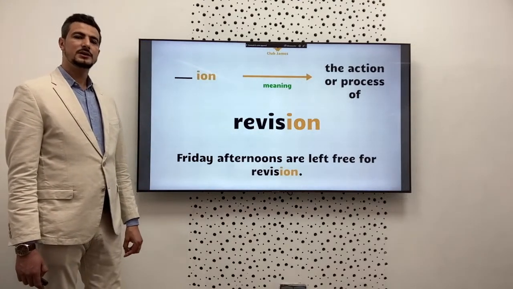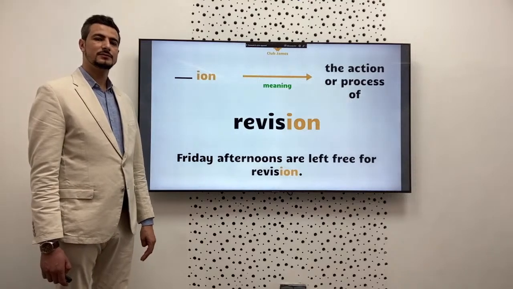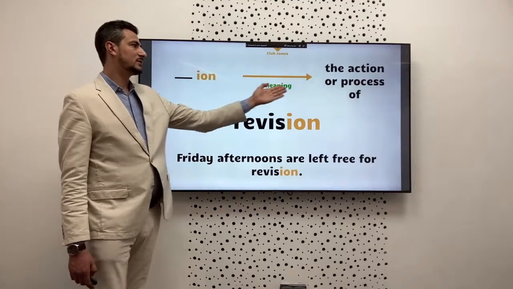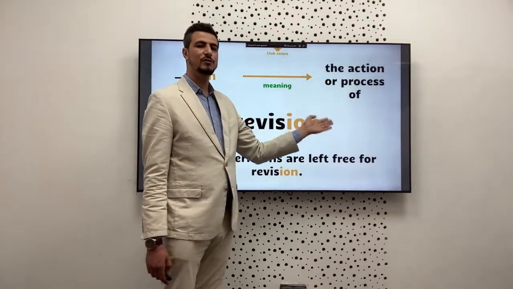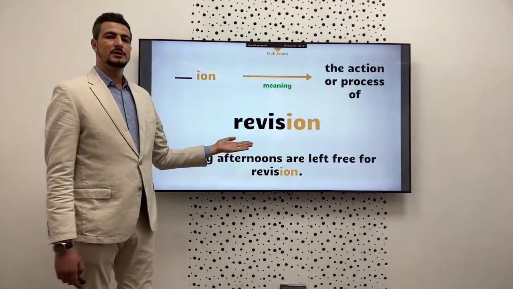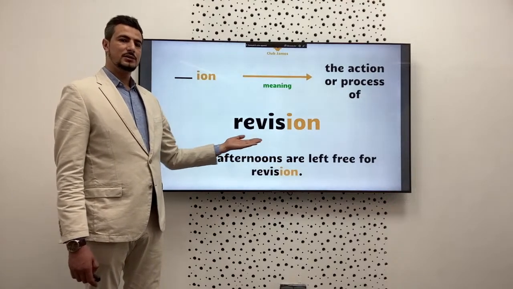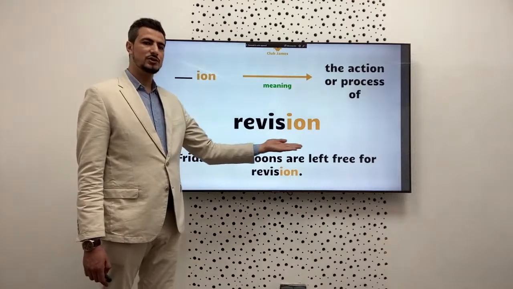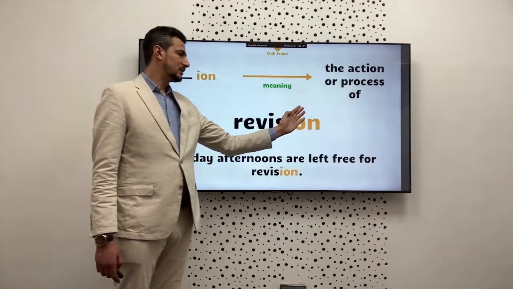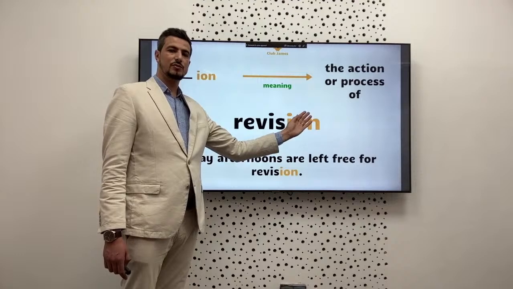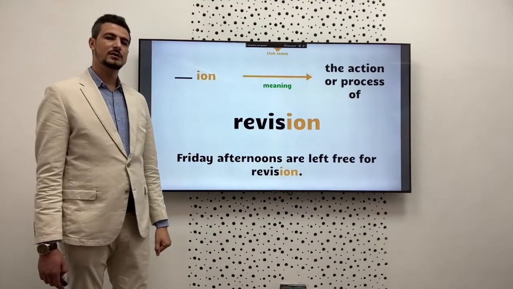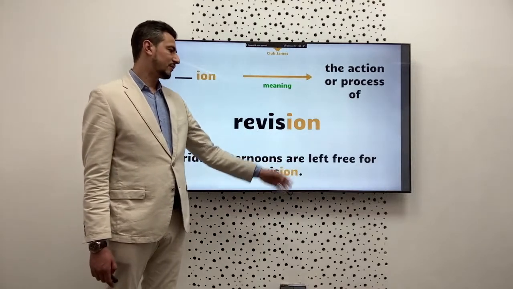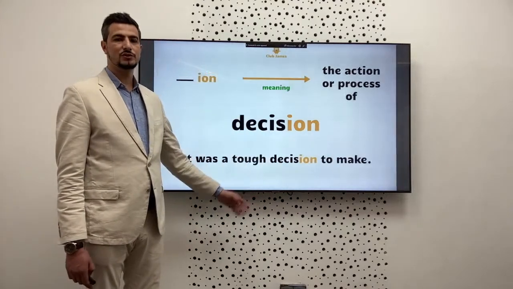The last one is ion. This is the suffix ion. It means the action or process of doing something. In the example of the verb revise, the noun or the action of revising is revision. So revise, you remove the E at the end of the verb and you add ion, it becomes revision. Friday afternoons are left free for revision.